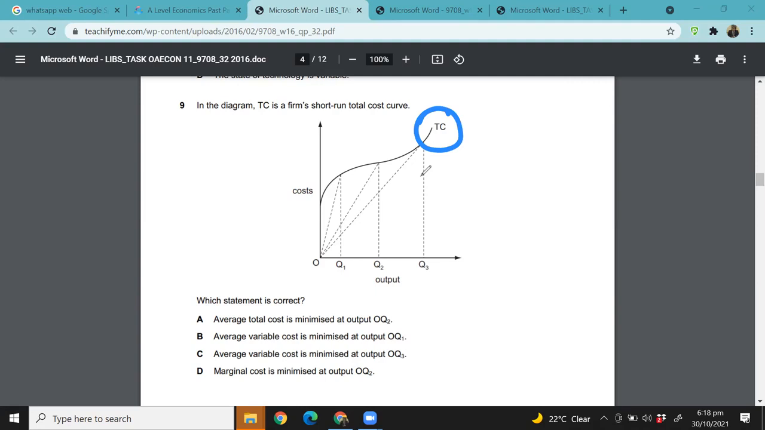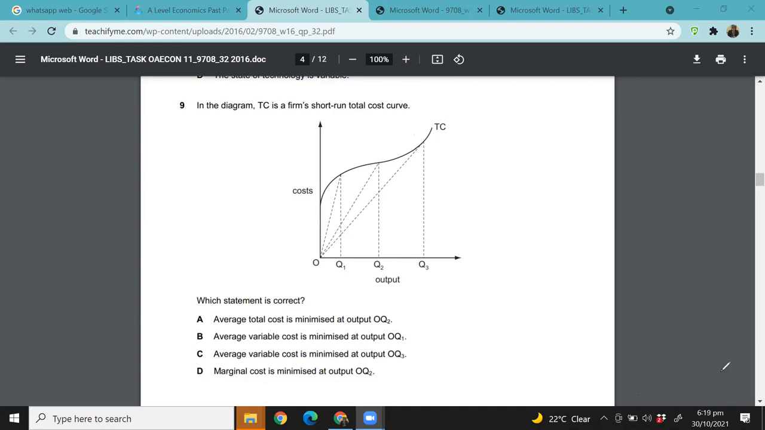On the total cost graph, where the steepness is less, that is where the marginal cost will be less, right? That is where the marginal cost would be less. Isha, is this making sense? Let me draw another graph for you to understand this.